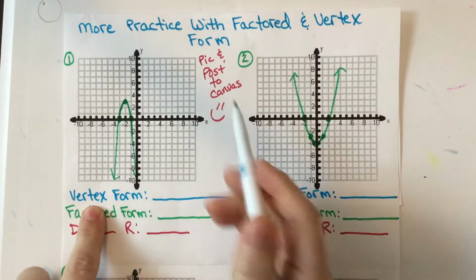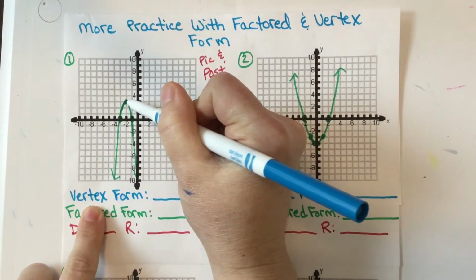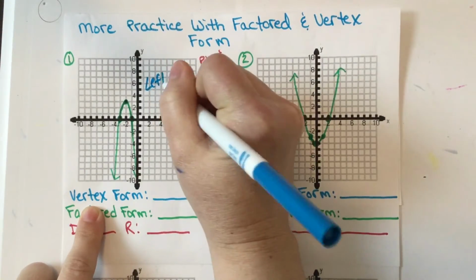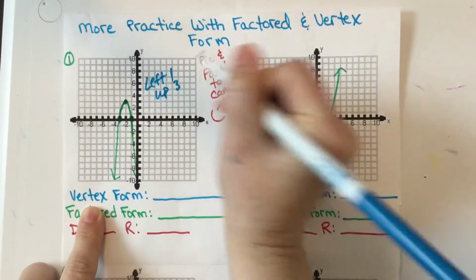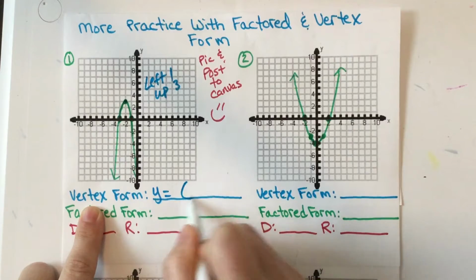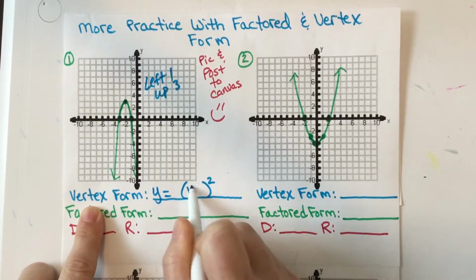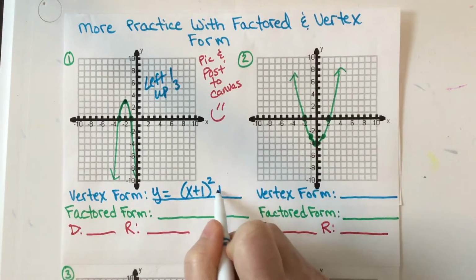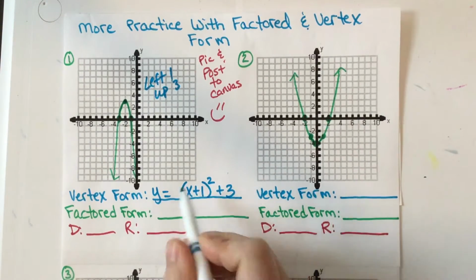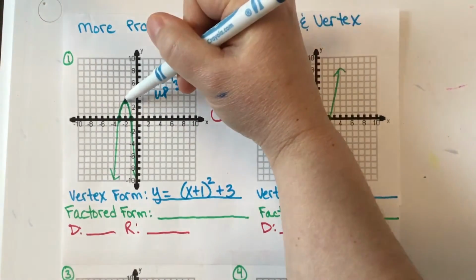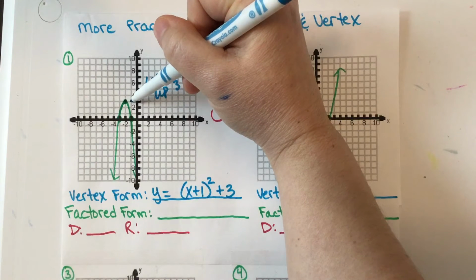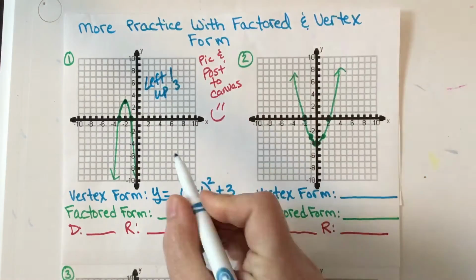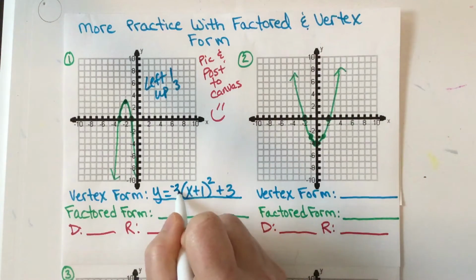The vertex form. So the vertex, to get here from 0, 0, went left 1, up 3. So to make that go left 1, I'm going to need parentheses with an x plus 1. To make it go up 3, I'm going to need a plus 3 in the back. And then my A: I go to the vertex, I go right 1, and it takes going down 1, 2, 3 to hit the first point. So my A is a -3.